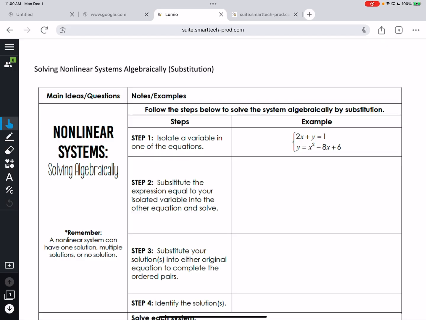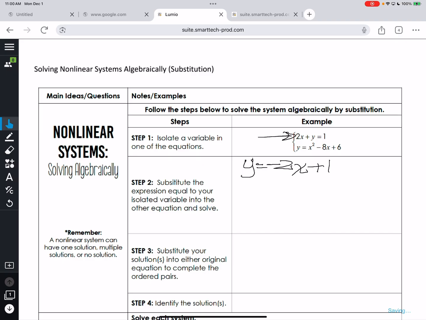All right. So, for substitution, we need to isolate a variable and come up with two of the same variables and make those equal each other. So, for this first example right here, we can take y equals negative 2x plus 1.